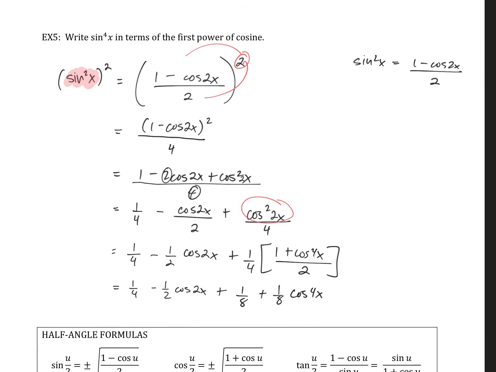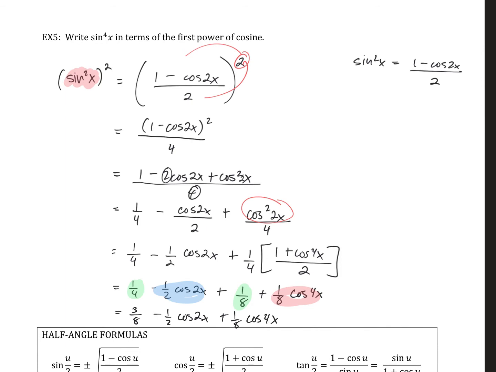Alright, can we simplify any of these? Well, we can combine the like terms of the fractions right here. And the cosines, these two are different terms, so we cannot combine these. And our answer will be, so 4th plus 1/8 is going to be 3/8 minus a half cosine 2x plus 1/8 cosine of 4x.